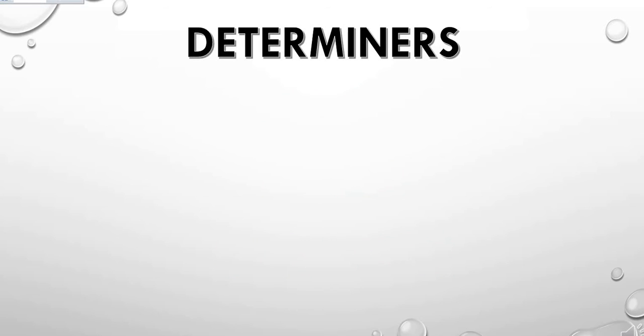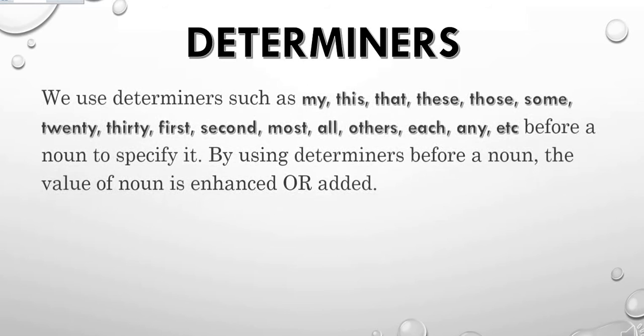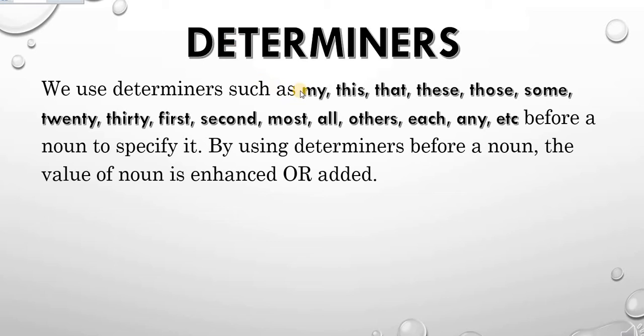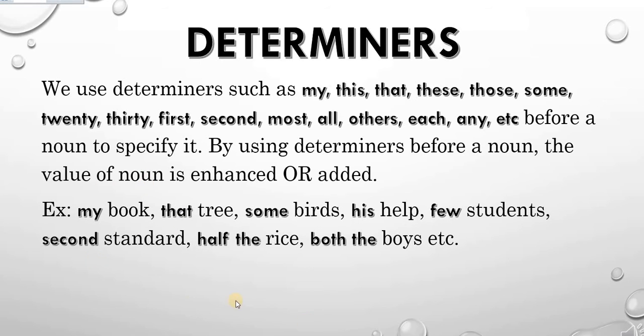Before we start the class on articles, we should know what determiners are. We use determiners like my, this, that, these, those, some, 20, 30, first, second, most, all, others, each, any before a noun to specify the importance of a noun in the sentence. Like this: my book. When you see "my book," this shows the possession of the book. "That tree" means we are particularly showing a tree.